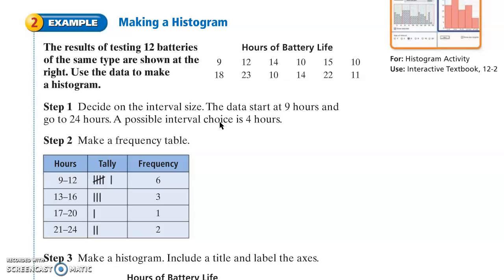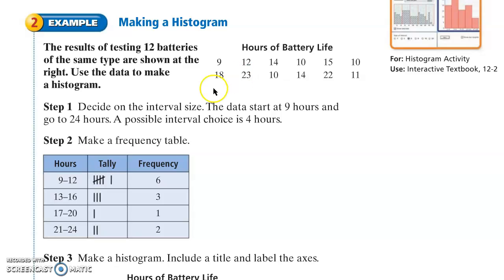The way that I do that is I figure out what's my biggest number and what's my smallest number. The biggest number looks like it is about 22, and the smallest number is about 9. That means our hours have to be somewhere between there. Now, when they decide on interval size, they say the data starts at 9 hours and goes to about 23. I guess 23 is the biggest number, so about 24.